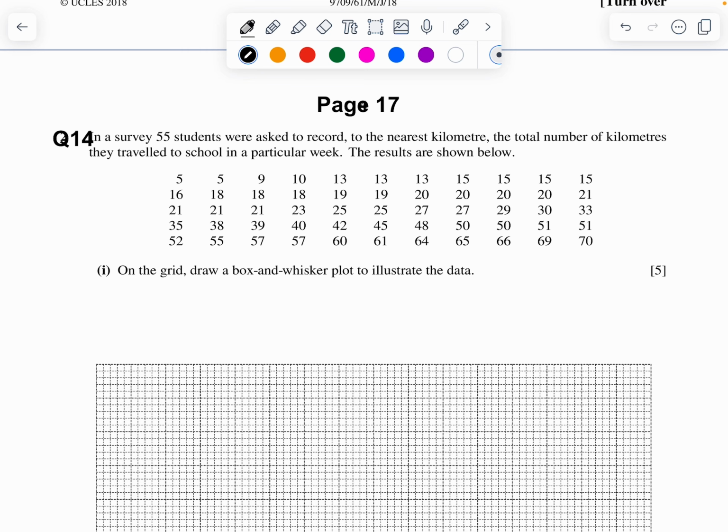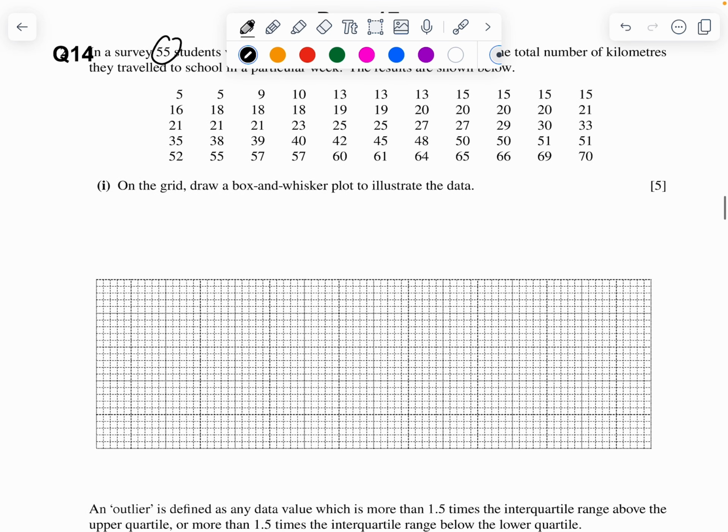He is asking to draw a box and whisker plot. How many people are there? 55 people. So I'm going to find Q2, and it is already arranged. Q2 is 55 plus 1 upon 2, 56 over 2, the 28th term, which is going to be 25.